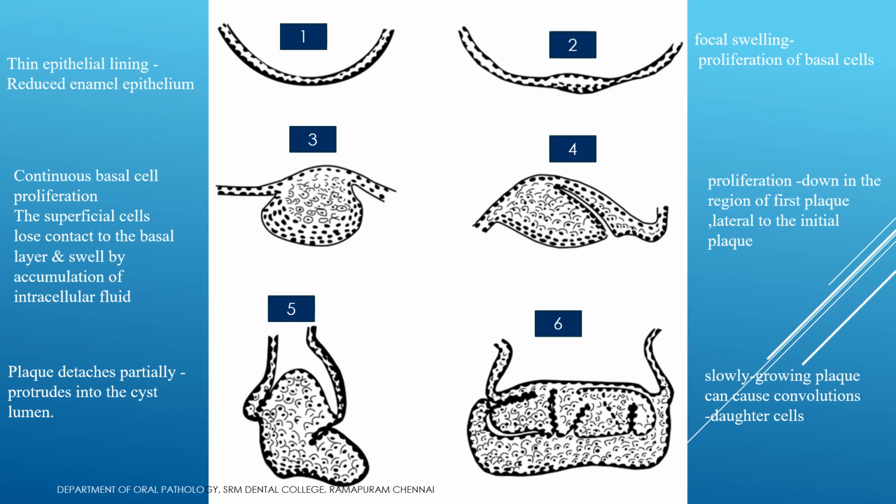Now let's see the development of botryoid odontogenic cyst. Initially there will be a thin epithelial lining which resembles the reduced enamel epithelium. Followed by it there will be focal swelling, which is nothing but the proliferation of the basal cells. Then there will be continuous proliferation of basal cells where the superficial cells lose contact with the basal layer and swell up by the accumulation of intercellular fluid. Then there will be proliferation which creates a new plaque which is lateral to the initial plaque. This plaque detaches partially and protrudes into the cystic lumen, which slowly grows. Then the plaque can cause convolutions like daughter cysts, which give rise to the botryoid odontogenic cyst.